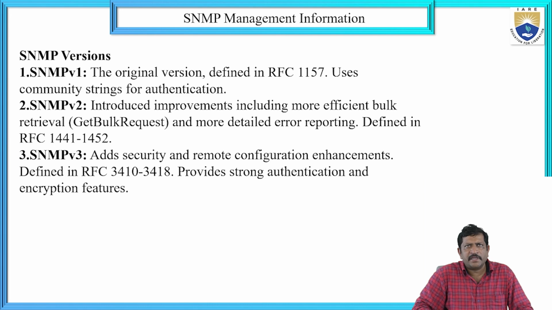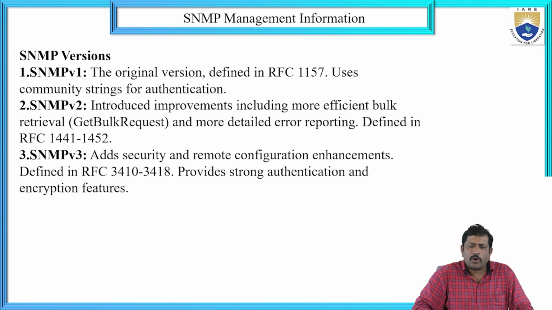Here, SNMP V2. SNMP V2 introduces improvements, including more efficient bulk retrievals and more detailed error reporting. It is defined in RFC 1441 to 1452. Next, the version is SNMP V3.